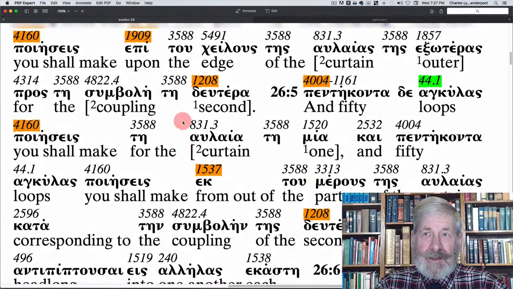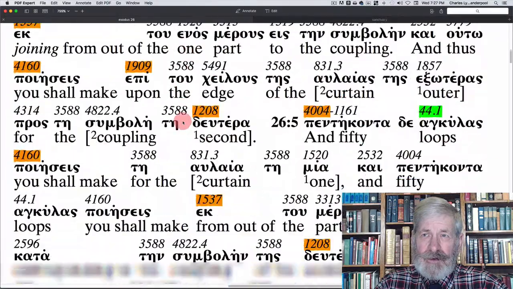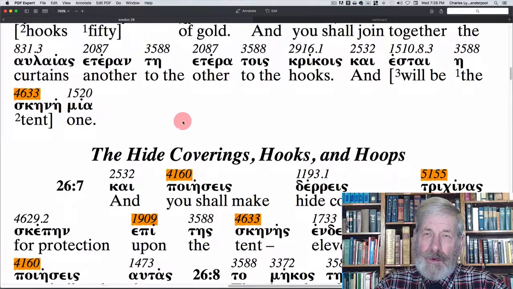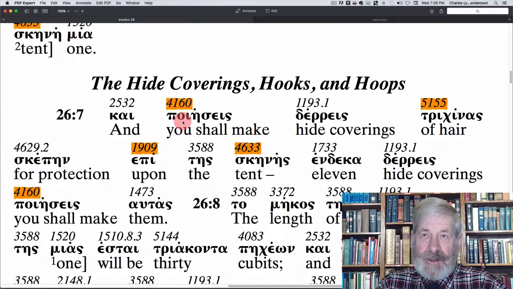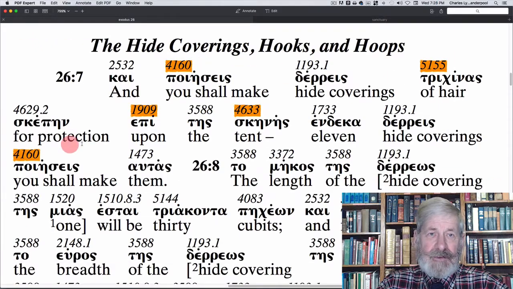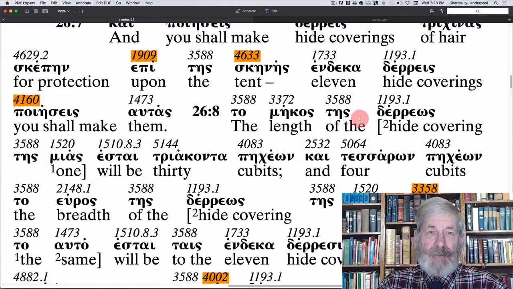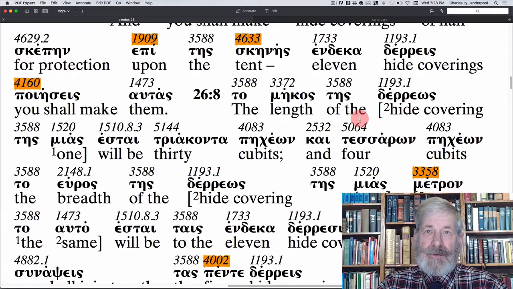The skenes is the tent. Now, was the tent considered that edge that goes all around? I would say that was the sanctuary, but whatever. And then we go down, it changes in verse 7, and you shall make hide coverings of hair for protection upon the tent. 11 hide coverings you shall make them.